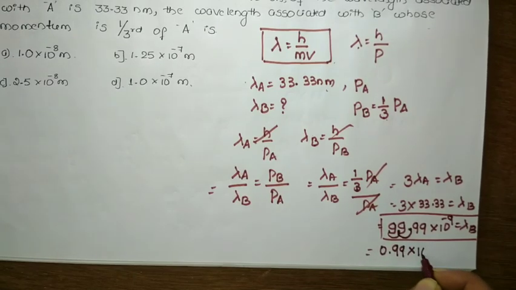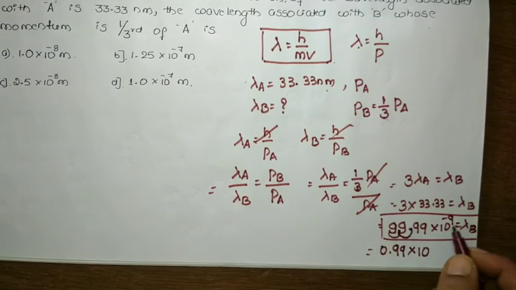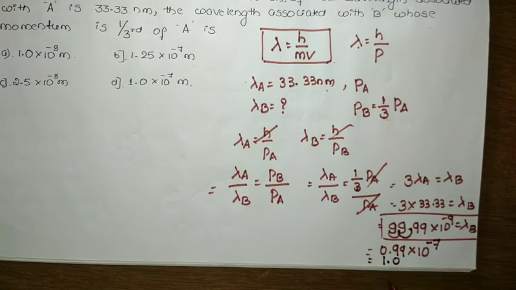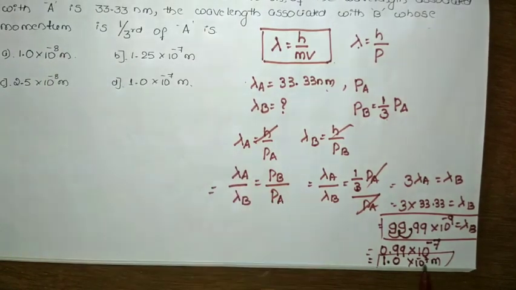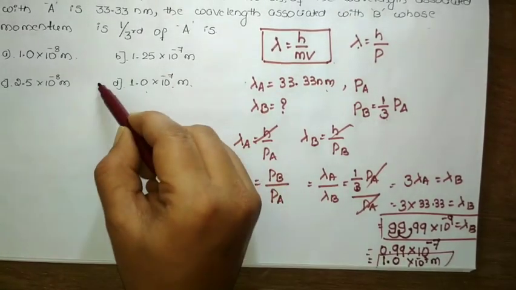0.99 into 10 to the power of... when I am shifting backward, the value will be positive. So 10 to the power of 2 and 10 to the power of minus 9, you are going to get 10 to the power of minus 7. Okay, so 0.99 is approximately equal to what? 1.0, or 1 into 10 to the power of minus 7 meter is the answer that is there in the option. 1.0 into 10 to the power of minus 8? No, 1.0 into 10 to the power of minus 7. So it's option D which is correct.